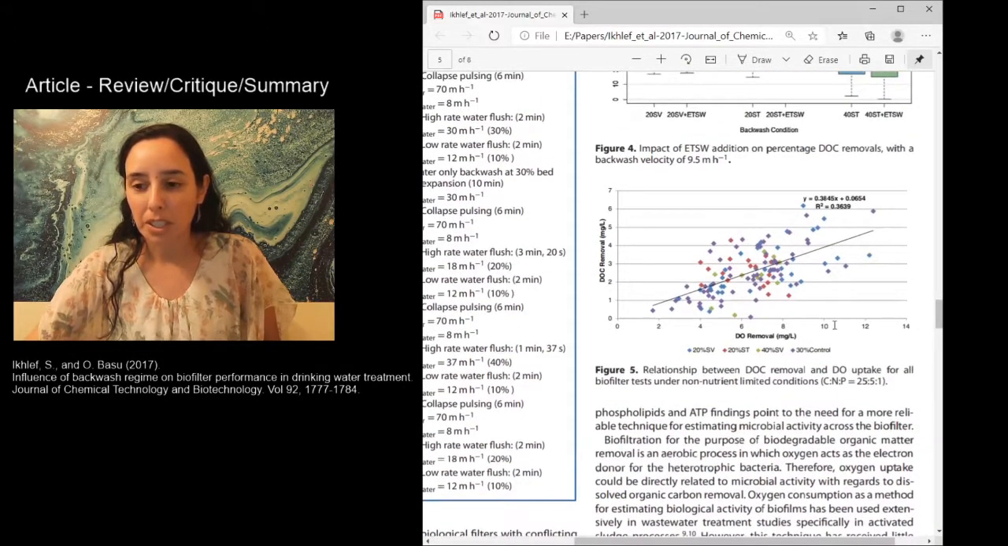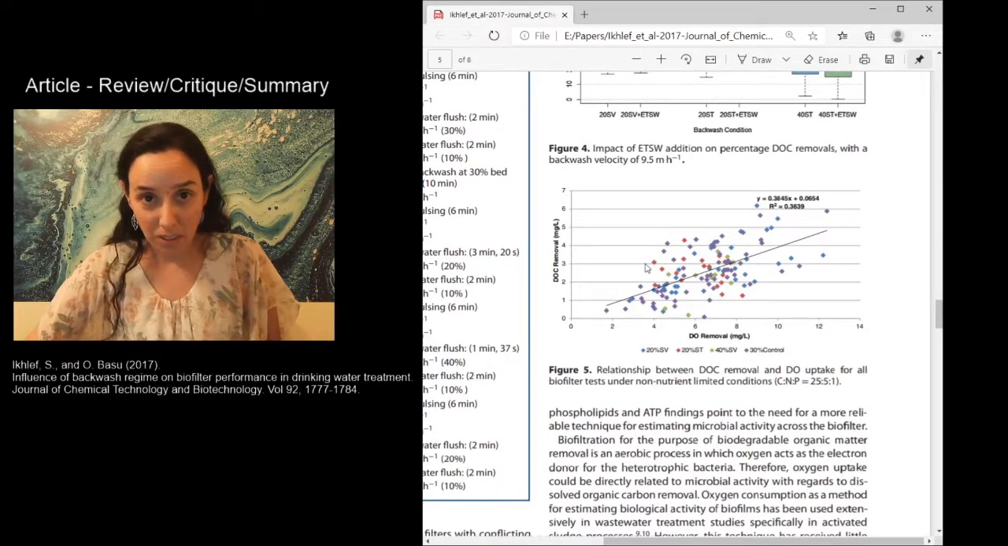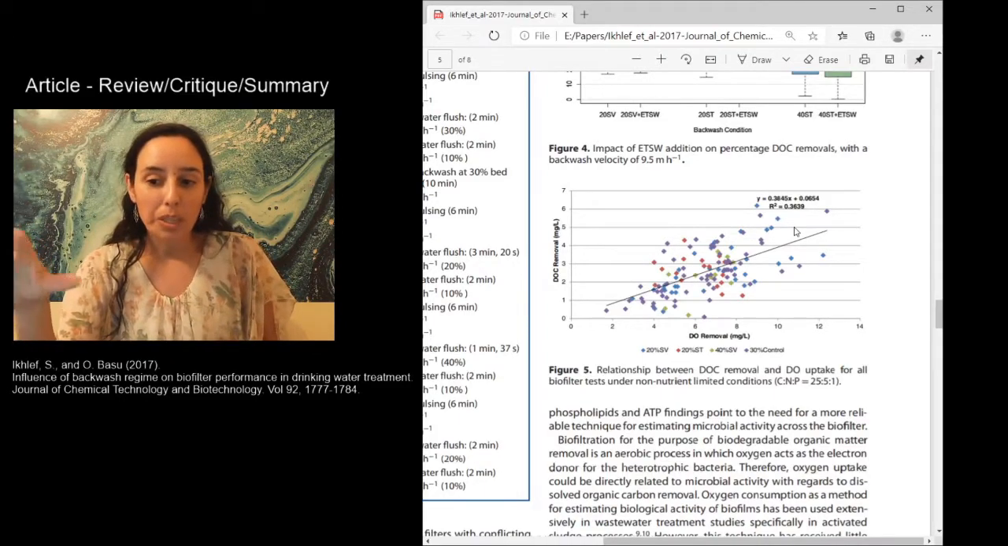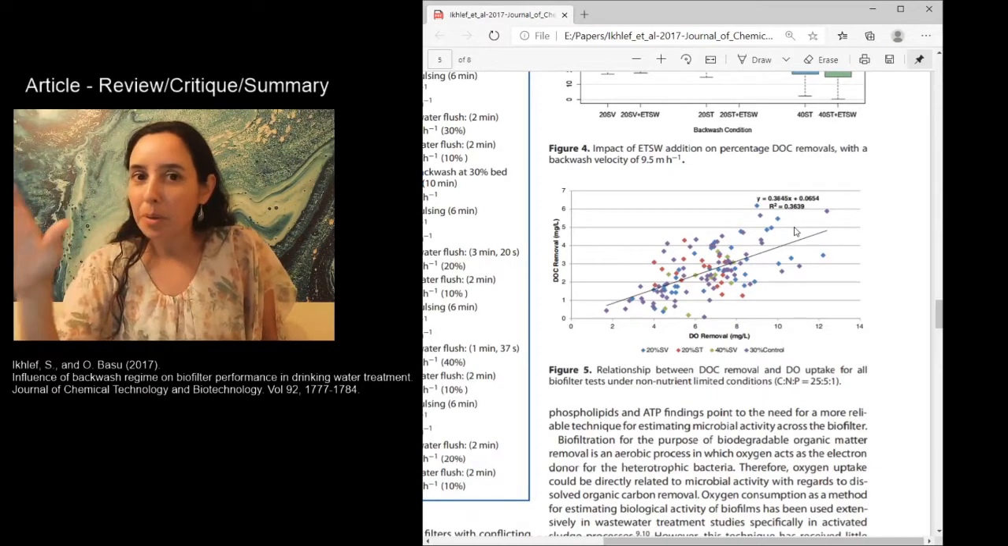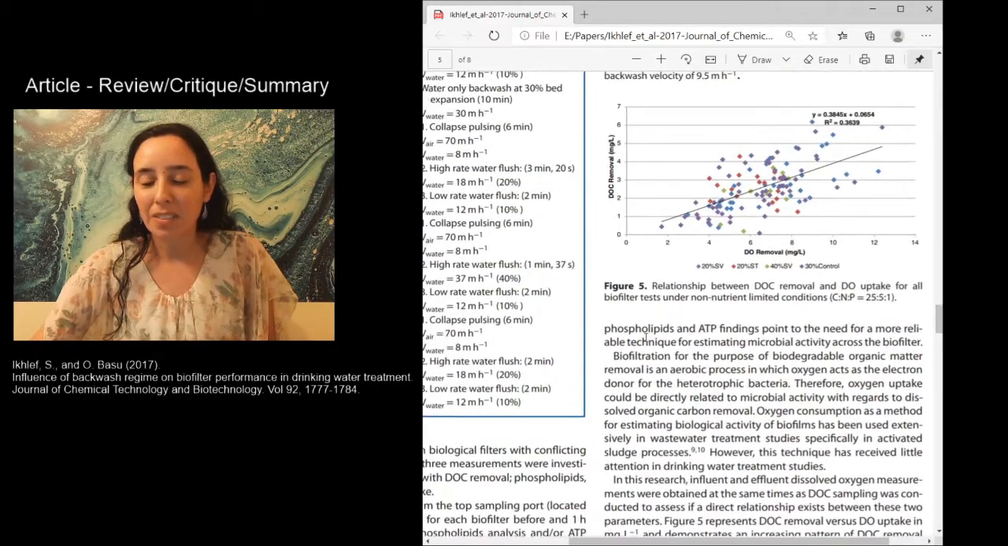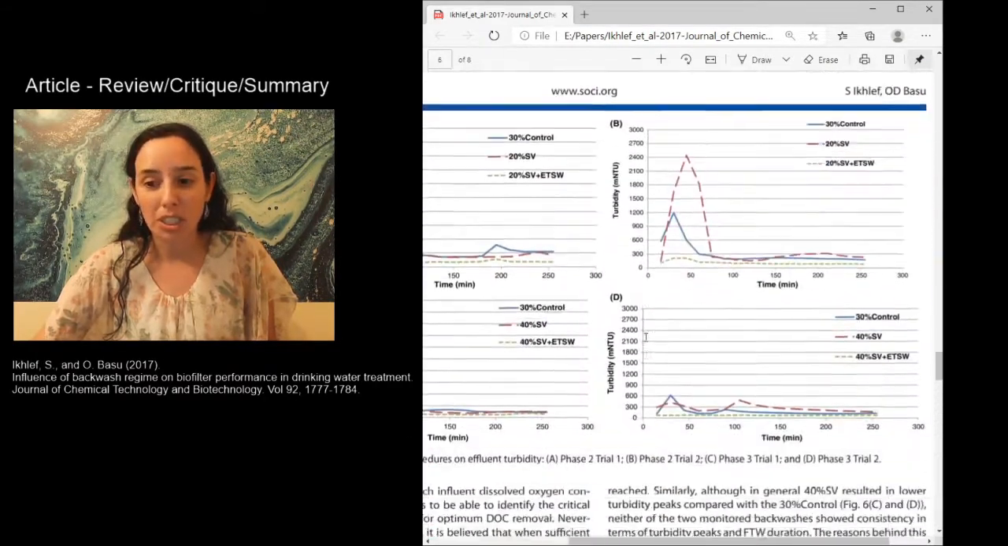There's more results here. So here's one result that you could definitely critique if you were to read this. We've got DOC removal on the y-axis and DO removal on the x-axis. If we look at our R squared, it's only 0.3639. It's pretty low. In the article, though, we say that this is a correlation. You could probably argue that that's not a very good correlation, or that it is a good correlation. I'll leave that to you, but definitely that's the kind of thing that you could critique.